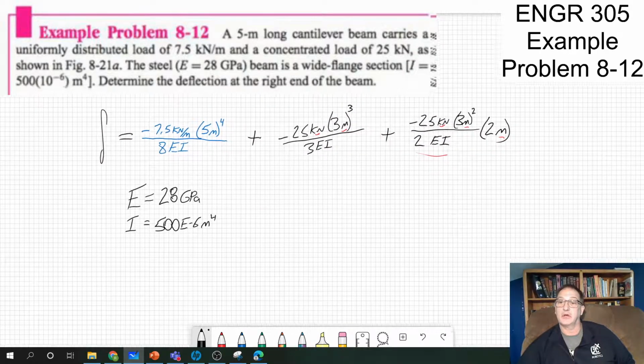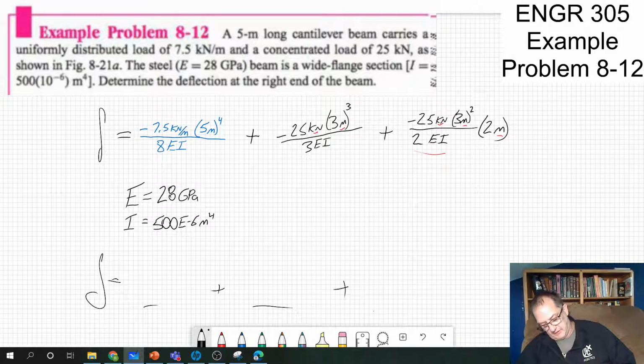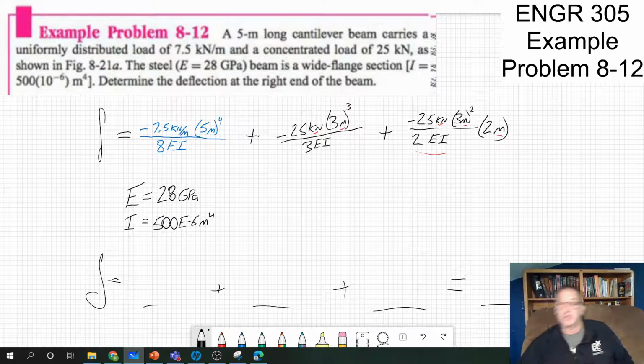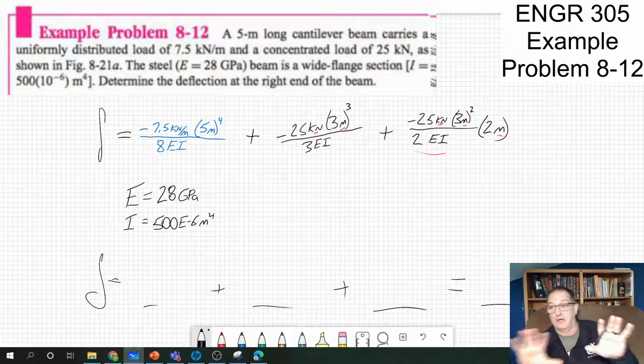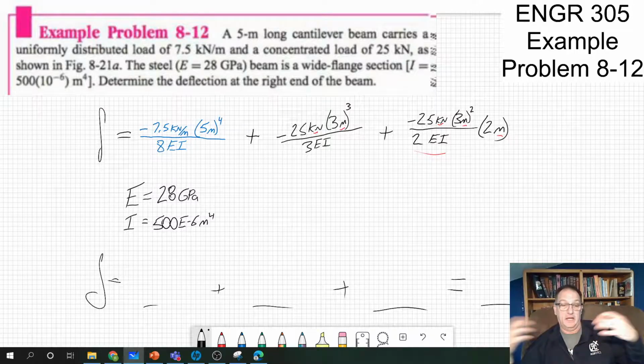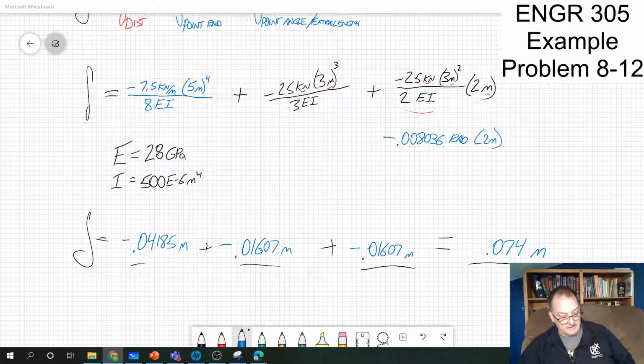And now I'm going to look at all those terms, and I'm going to come up with delta is equal to, and I'm going to have three different terms and an answer. And the reason I want to do that is I want to compare where my deflections are coming from. I want you to start getting a sense for, wow, here's a big contributor, or here's a small contributor. All right, so calculator skills time. There you go. All right, so here we go with some answers.